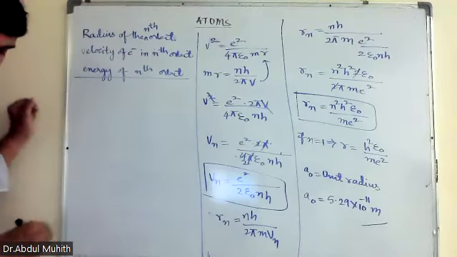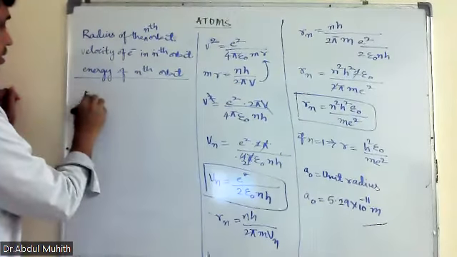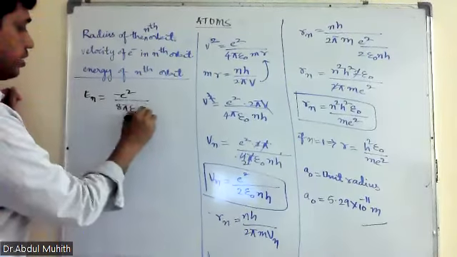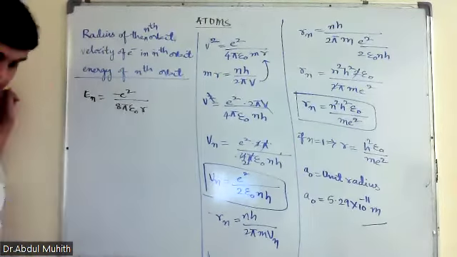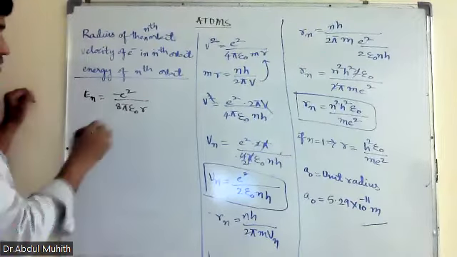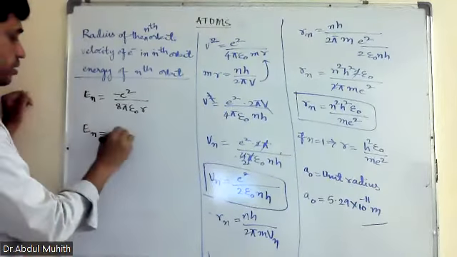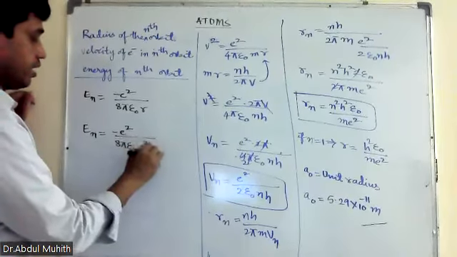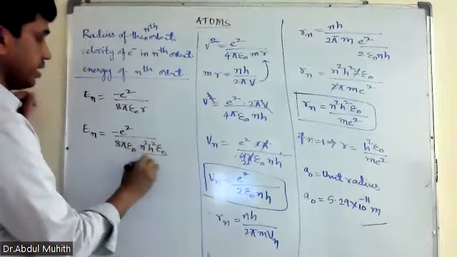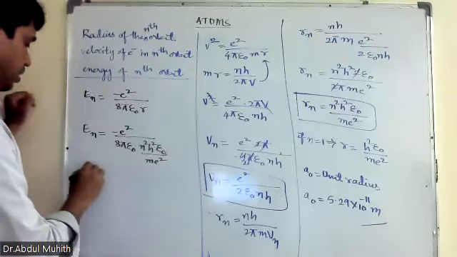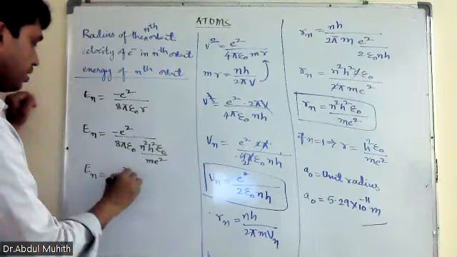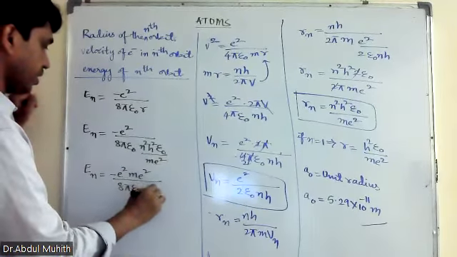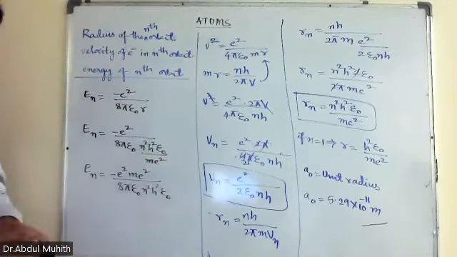So the energy of the nth orbit is given by En. En is equal to minus e square by 8 pi epsilon 0 into r. This was the formula. Now we are going to substitute the r value here. We have the r value. En is equal to minus e square by 8 pi epsilon 0 into n square h square epsilon 0 by pi m e square. So En is equal to how much? Minus e square m e square divided by 8 pi epsilon 0 n square h square epsilon 0. Okay, so this is the value.